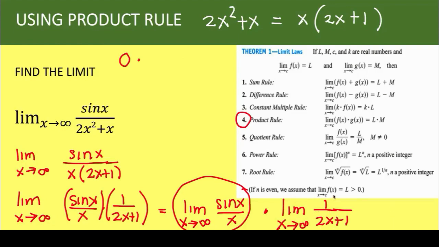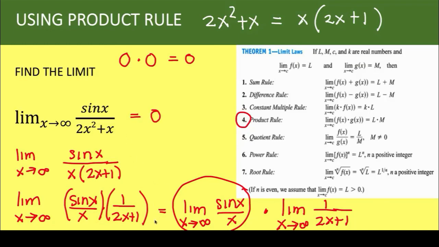What is the limit of 1 over 2x plus 1 as x approaches infinity? Notice that if x is going to infinity, this 2x becomes a very big number. So 1 divided by a very large number is 0. So the limit here is also 0. And 0 times 0 is 0. Therefore, the limit here is 0.